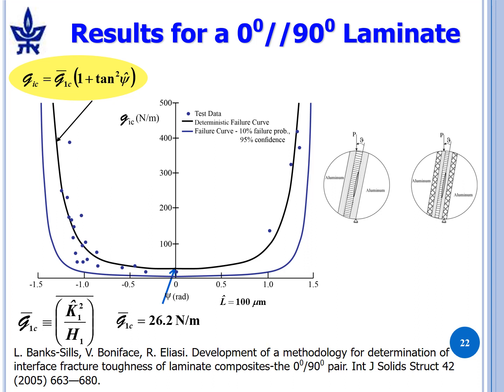G1C bar is 26.2 newtons per meter. That occurs when psi hat is equal to 0. But then we can get a failure curve with a 10% probability of unexpected failure in the safe zone. And here it is. And of course, G1C star is quite small. And we do not have any data points below it. So the next test that we carry out, or the next occasion that we have to use the failure curve, there's only a 10% probability with a 95% confidence that a point will be below this curve.